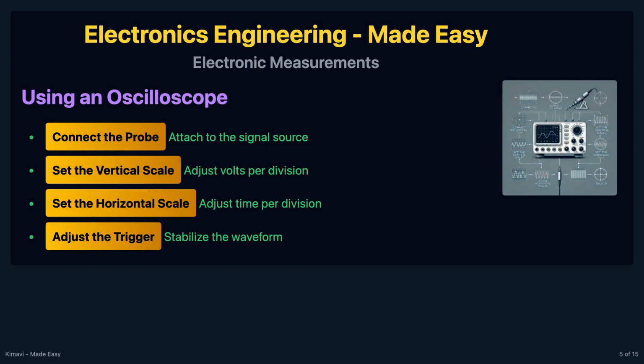To use an oscilloscope, first connect the probe to the signal source. Then, set the vertical scale by adjusting the volts per division to fit the signal on the screen. Next, set the horizontal scale by adjusting the time per division to display the signal's period. Finally, adjust the trigger to stabilize the waveform for a clear view.